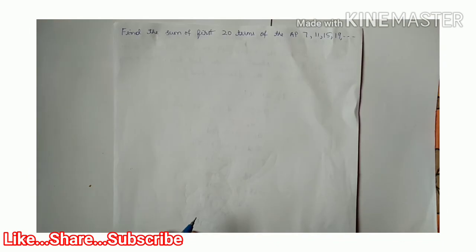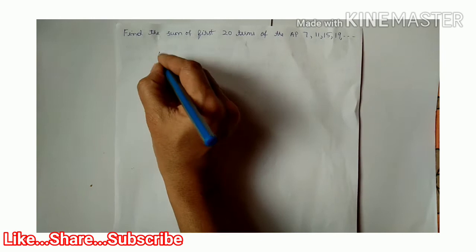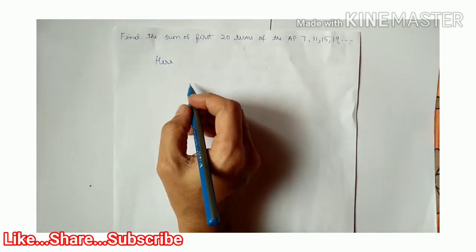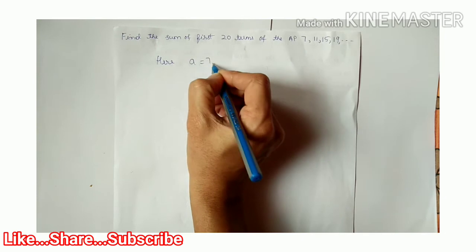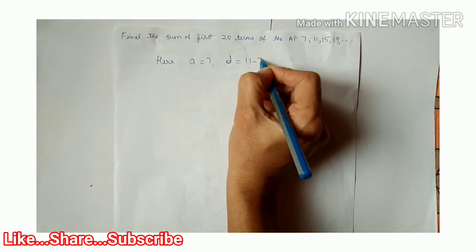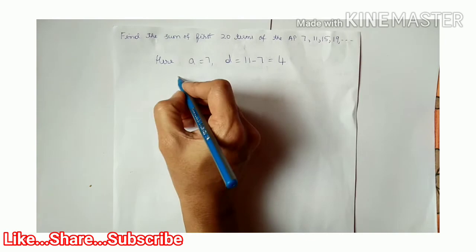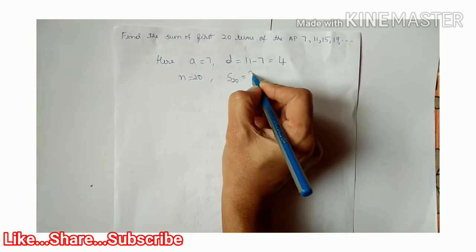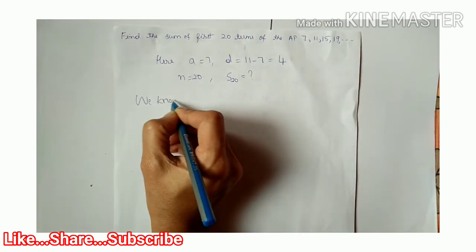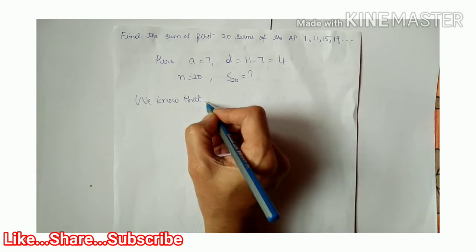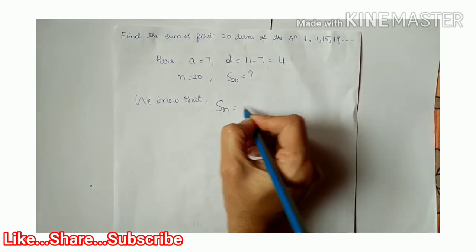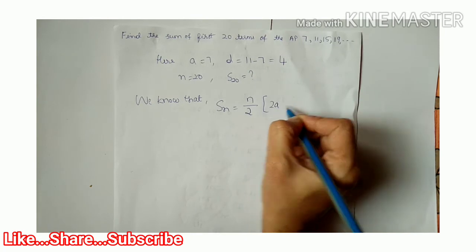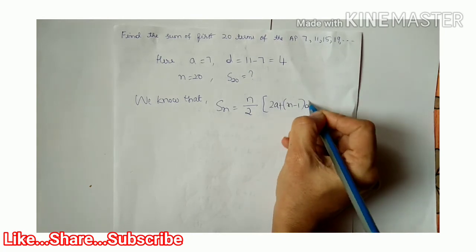Find the sum of the first 20 terms of the AP 7, 11, 15, 19. Here the first term is 7, and the common difference is 11 - 7 = 4. n is 20 terms. S20 is equal to how much? We know that the sum of the first n terms is given by Sn = n/2 [2a + (n - 1)d].